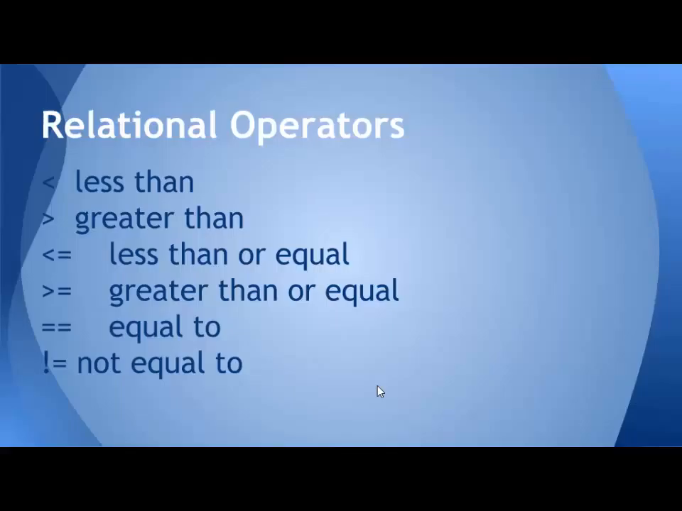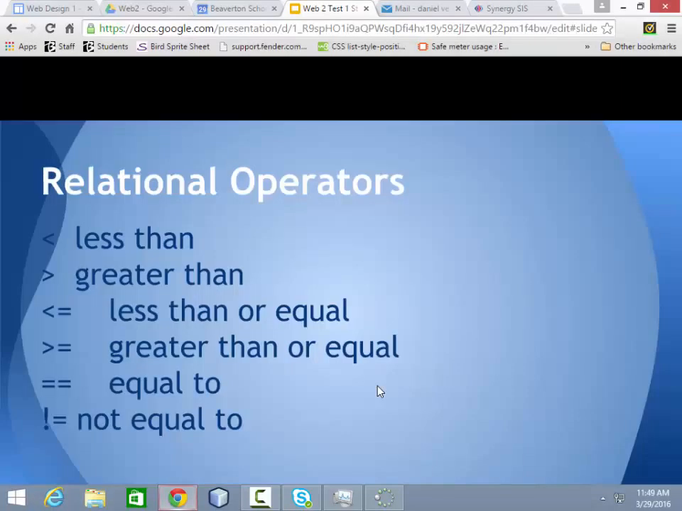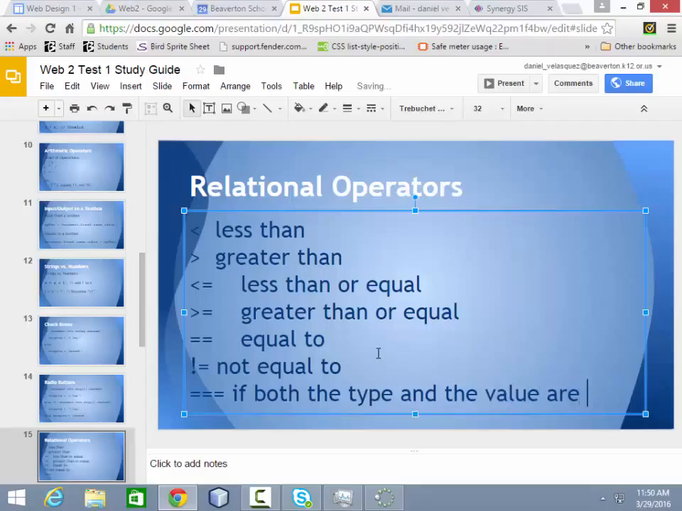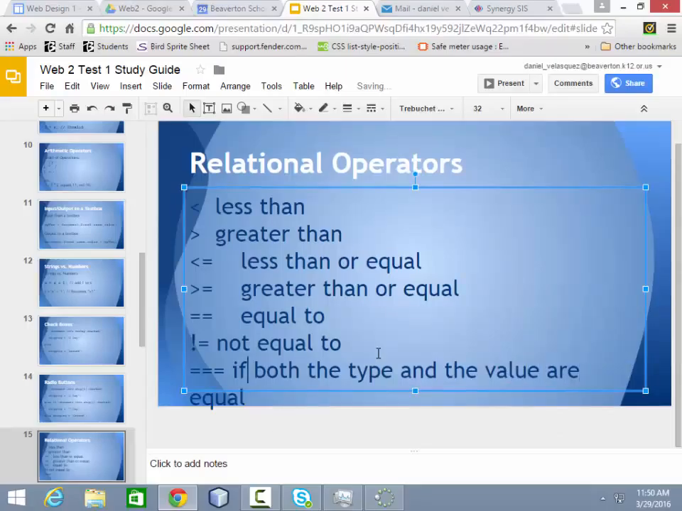Now there's a final one that's not on this list. I do want to mention it: it is 3 equal signs. As a joke, I call this really equal. But in actuality, it checks if both the type and the value are the same.